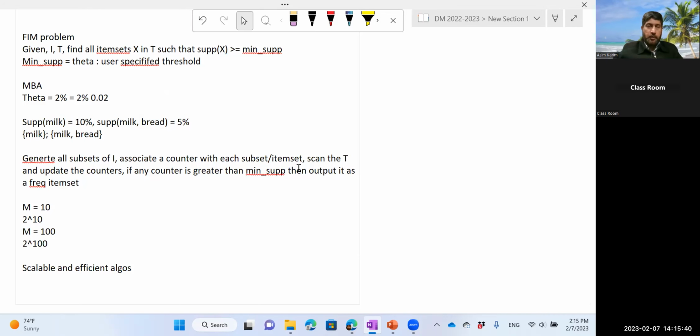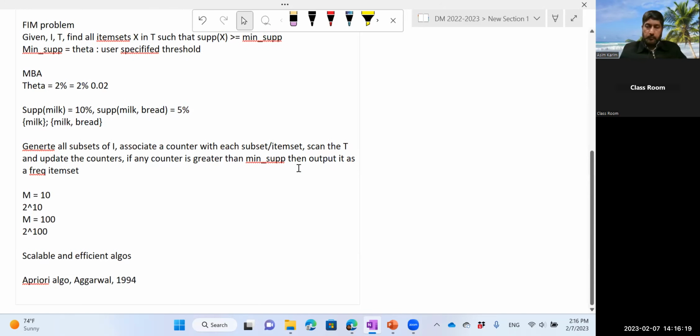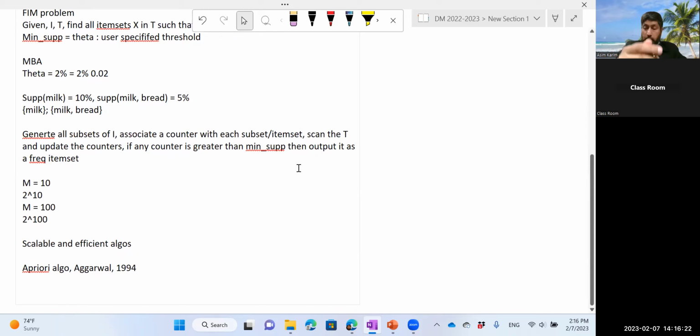So the first algorithm that made this problem very popular among the industry as well as academicians is called the Apriori algorithm. Very funny name, Apriori algorithm. So this was proposed by Agarwal in 1993, 1994. So let's look at this algorithm. What are the ideas that this algorithm uses? And then we'll look at an example.